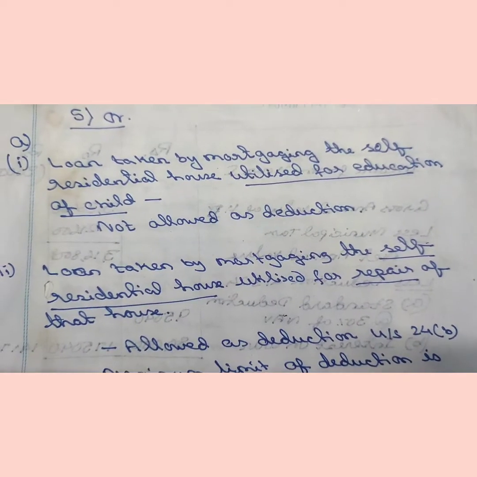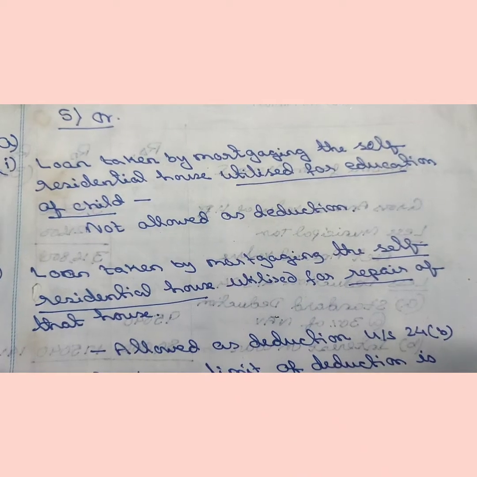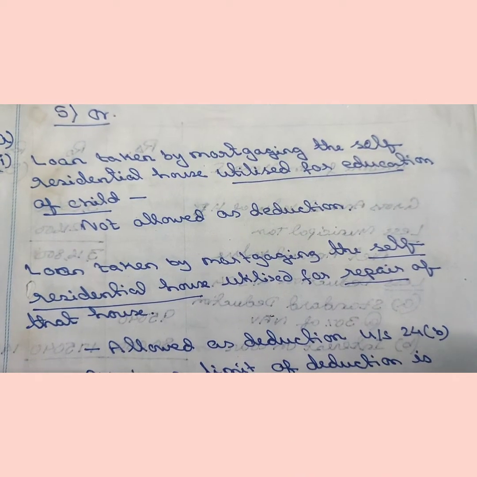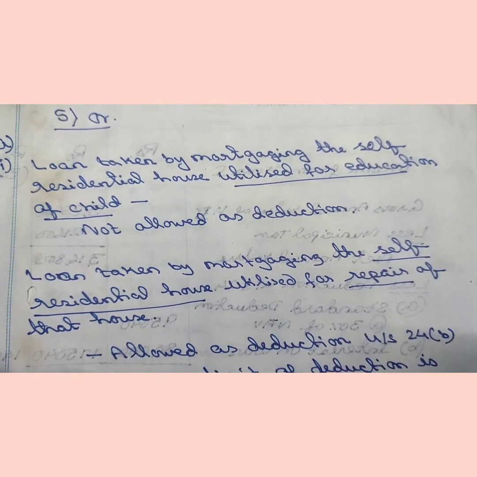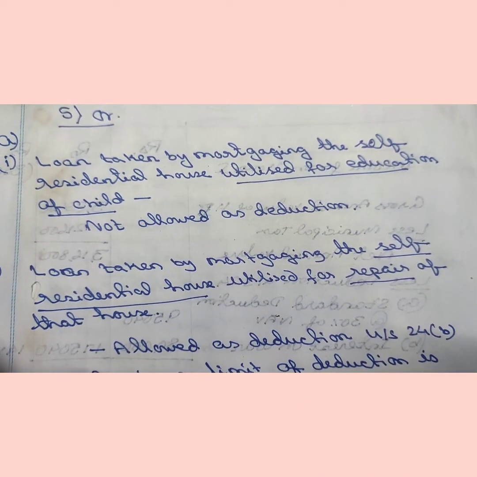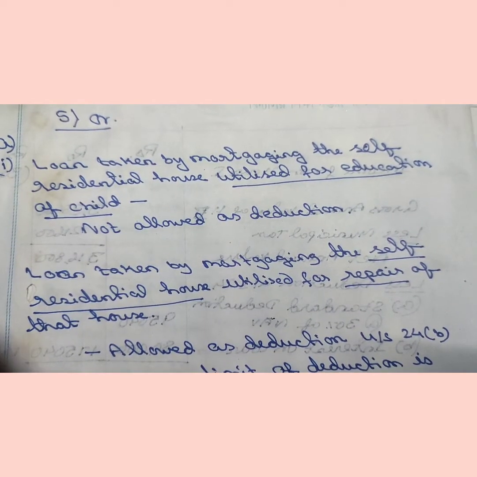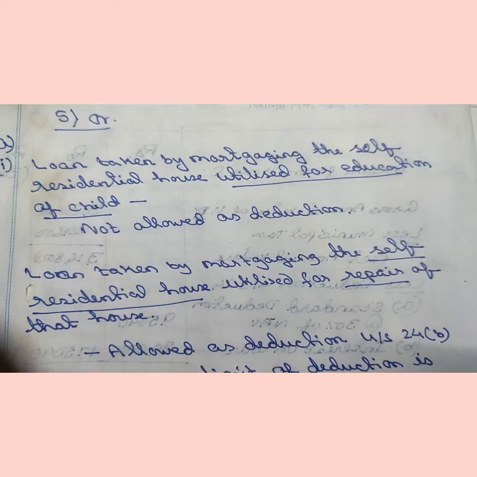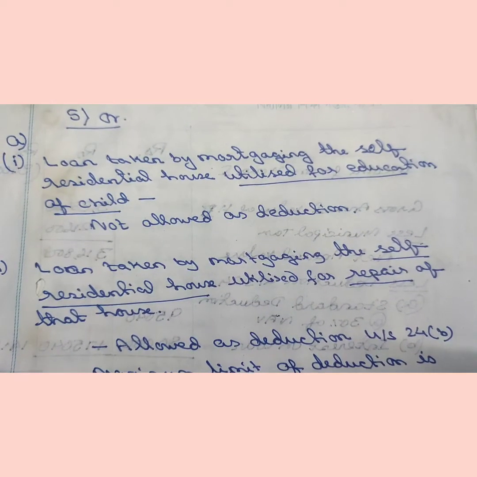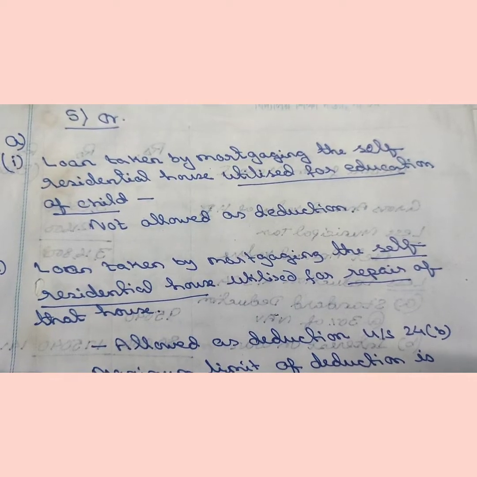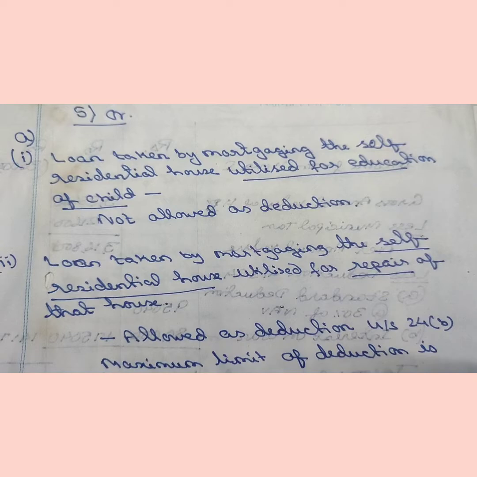In case of the first situation, the loan is taken by mortgaging the self-residential house and utilized for education of the child. Utilized for education of the child is not allowed. That means if the loan is taken and utilized for any other purpose, it will not be allowed as deduction. So in this situation, this amount of interest is not allowed as deduction. This is the answer. What is the answer?